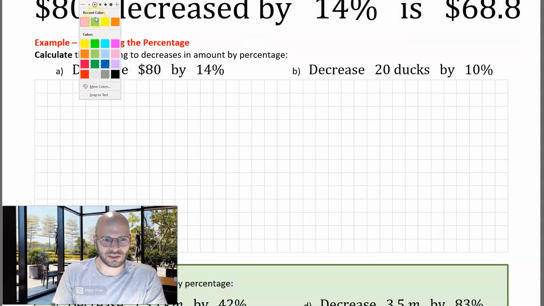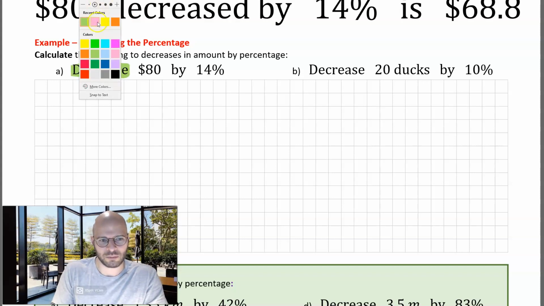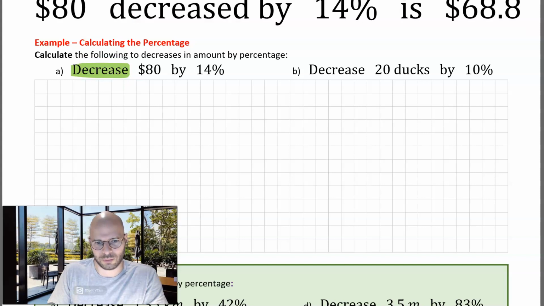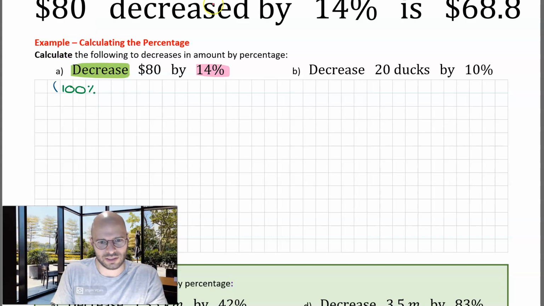What we need to pay attention to here is the language used. Firstly, it's decrease. Because it's decrease, we have to pay attention to the percentage we're decreasing by, in this case 14%. To start off this calculation, I open some brackets and I write 100%. Now, because it's a decrease, we're going to get the percentage, which is 14%, and subtract it from the 100%. Finally, we're going to multiply this by $80.